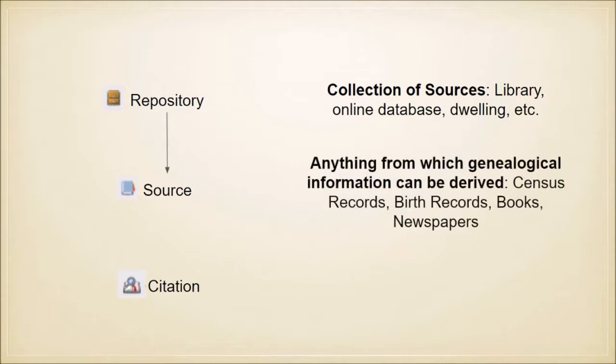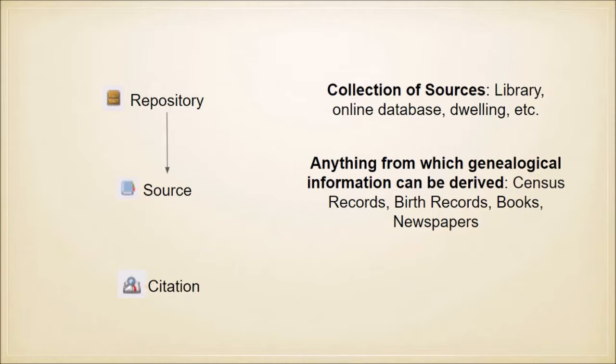So what is a source? Well, a source is anything from which genealogical information can be derived. So like I said, books, newspapers, microfilms, census records, birth records, photos, interviews with people, anything that we can get information from to put in our tree.